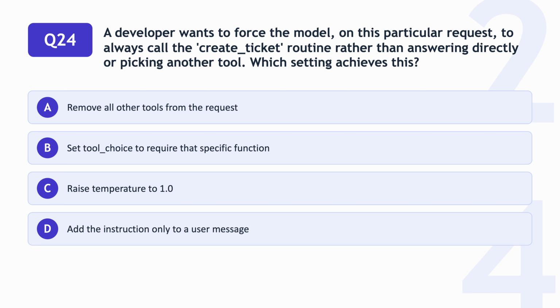Question. A developer wants to force the model, on this particular request, to always call the create ticket routine rather than answering directly or picking another tool. Which setting achieves this? A. Remove all other tools from the request. B. Set tool choice to require that specific function. C. Raise temperature to 1.0. D. Add the instruction only to a user message. Pause the video if you don't want the answer yet.